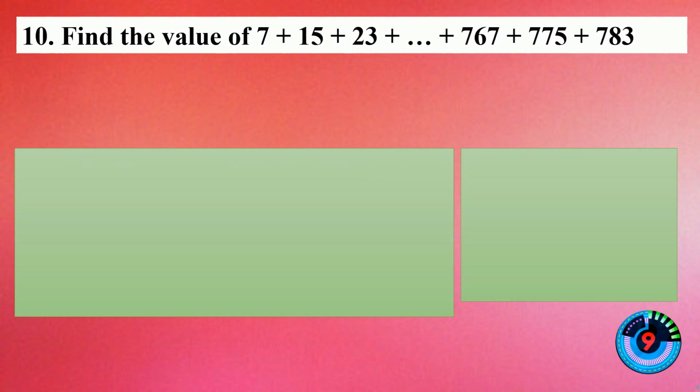Question number 10. Find the value of 7 plus 15 plus 23 plus the number of terms in between plus 767 plus 775 plus 783. So this particular number sequence starts from 7 and ends with 783. The difference between 15 and 7 we need to find out. So let us now look at the solution.